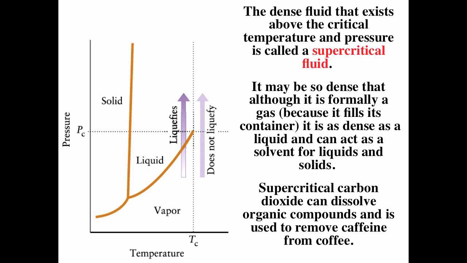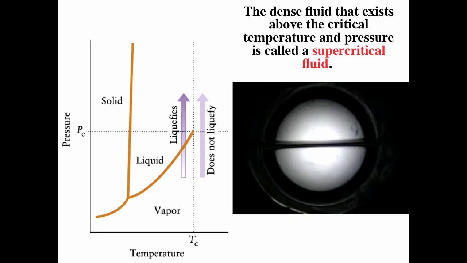And it's kind of interesting. Supercritical fluids are being studied to try to replace organic solvents. Organic solvents are not very good for the environment, but if you can use a supercritical fluid that is better for the environment, there are some benefits. For example, supercritical carbon dioxide can dissolve organic compounds. It's used to remove caffeine from coffee, and it's just CO2. And so it's much better for the environment than many organic solvents are.